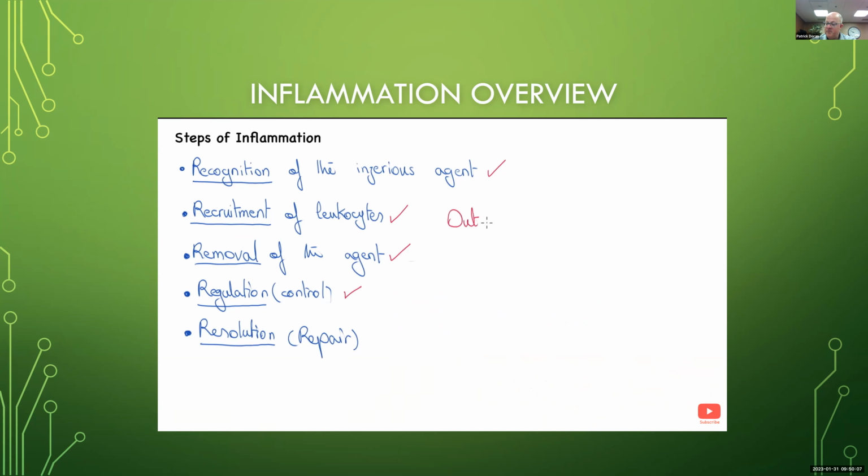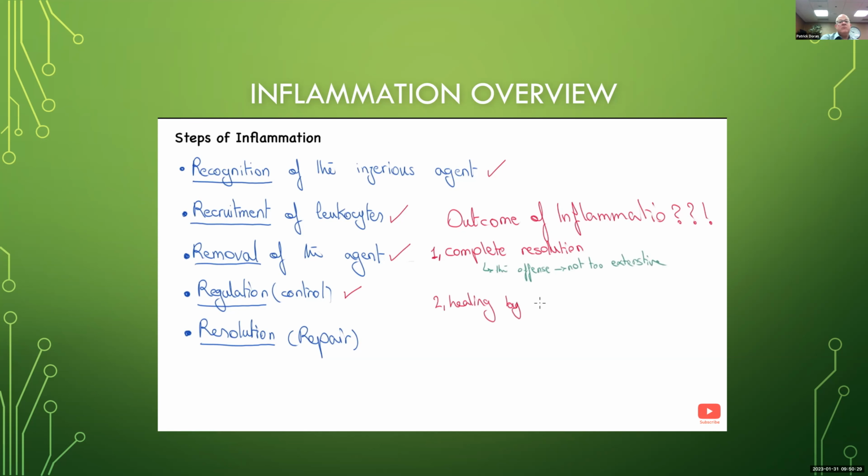But what is the outcome of the initial inflammation? There are three major possibilities. First one is the perfect outcome, which is the complete resolution, leaving no mark behind, which is the case when the offense is not too extensive. The next possibility is healing by leaving a scar tissue or connective tissue behind. So this would involve production of cytokines and growth factors, recruiting fibroblasts to produce extracellular matrix proteins and cells.